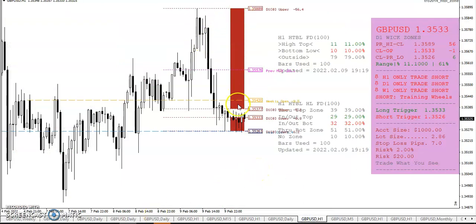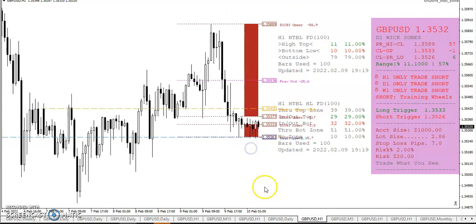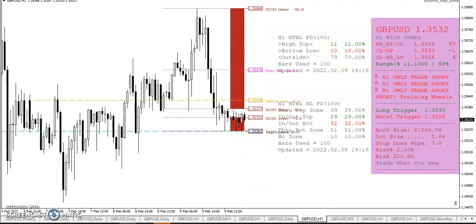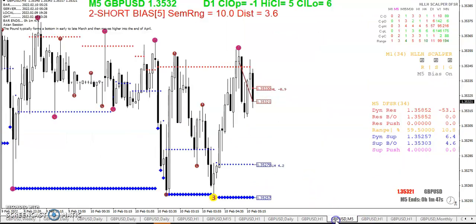Huge upper wick zone. Not much of a body, only 4 pips. So there's going to be a lot of price in the wick zone unless price breaks out to the bottom, breaks out of the bottom of yesterday's candle, or actually yesterday's low.